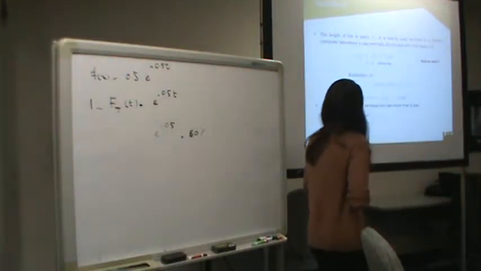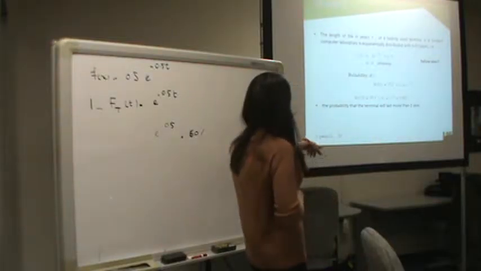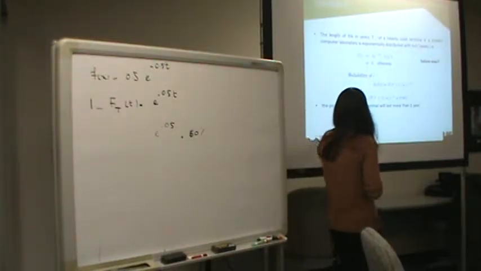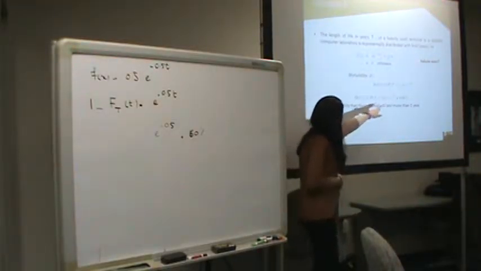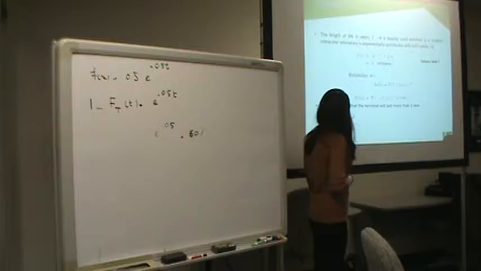And if you wanted to do that in R, you can write 1 minus p of exponential. Then insert 1 as 1 year and the lambda.